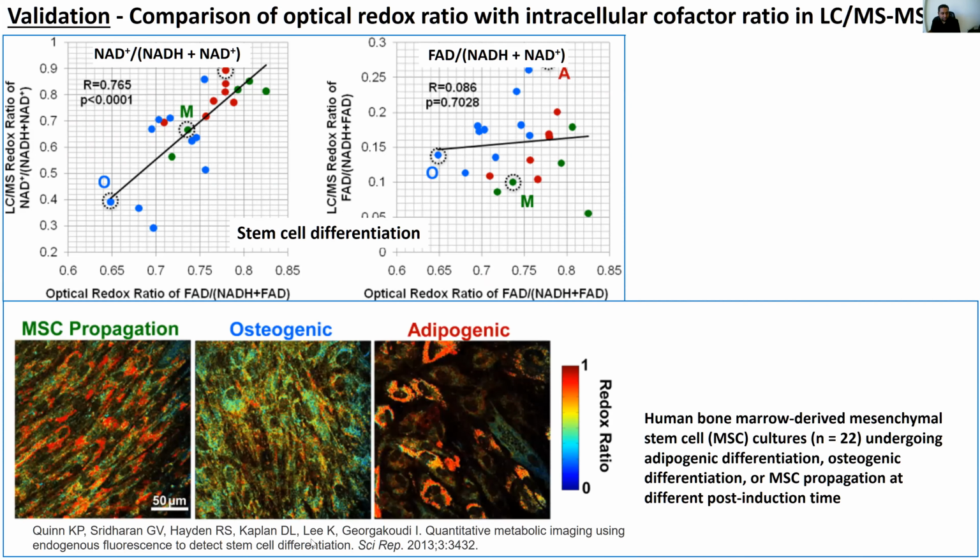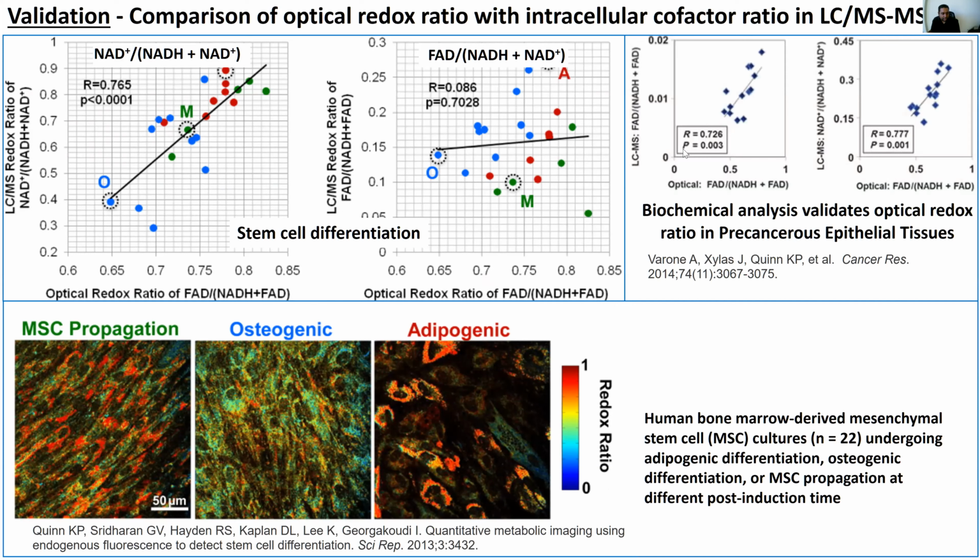Now, in terms of imaging, and this is the paper, you can look at MSC propagation, osteogenic and adipogenic, and you have very different redox ratios. And you can see the subcellular differentiation here, and we will come back to that in a second.